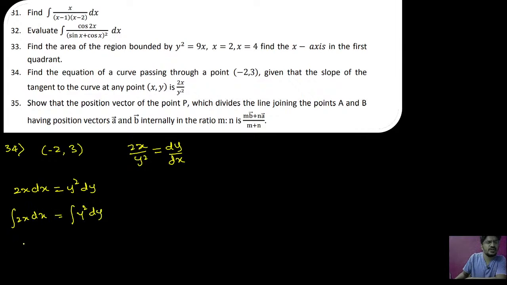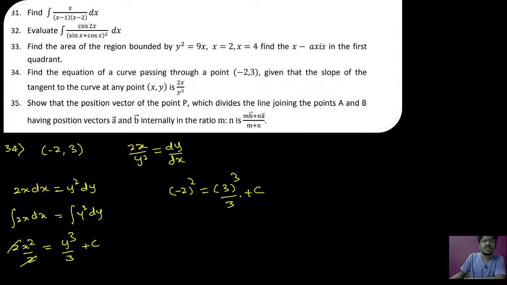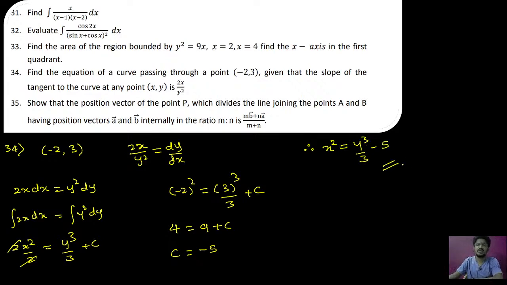y square dy. So 2 into x square by 2 equals y to the power of 3 divided by 3 plus c. 2 will get cancelled. So x is minus 2, y is 3, put here. Minus 2 square equals, y is 3, put here 3 cube divided by 3 plus c. You can cancel 3 and 3, so this will be 4, this will be 9 plus c, so c will be equal to minus 5. Therefore your answer is x square equals y cube by 3 minus 5. Okay, this is your answer.